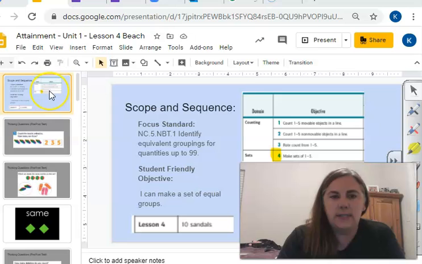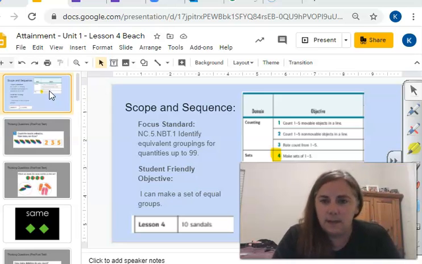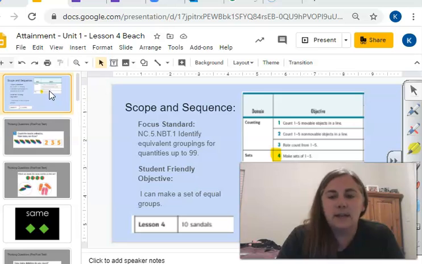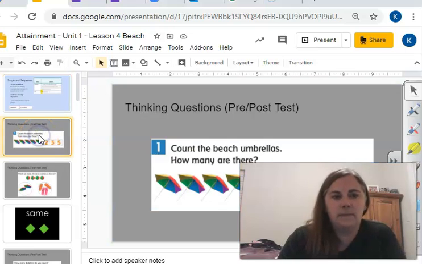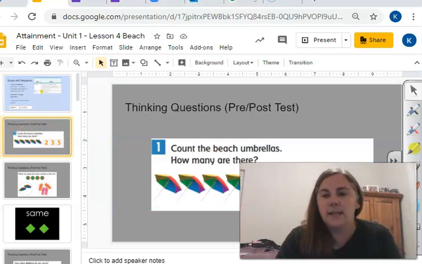So what is our standard? Identify equivalent groupings for quantities up to 99. And our objective and our attainment is to make sets of 1 to 5. Your student-friendly objective is I can make a set of equal groups. So let's get started with looking at some of our thinking questions. Remember, you're just thinking on these, okay?